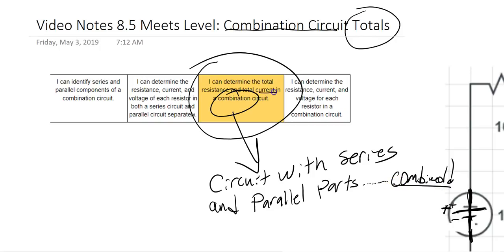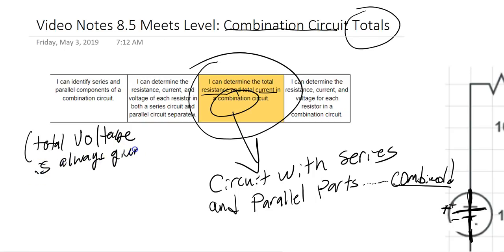So we're trying to find current and resistance, and we don't need to worry about voltage because the total voltage is always given. If you think back to the basic level stuff, the total voltage is always given, so no harm, no foul, don't need to worry about that.